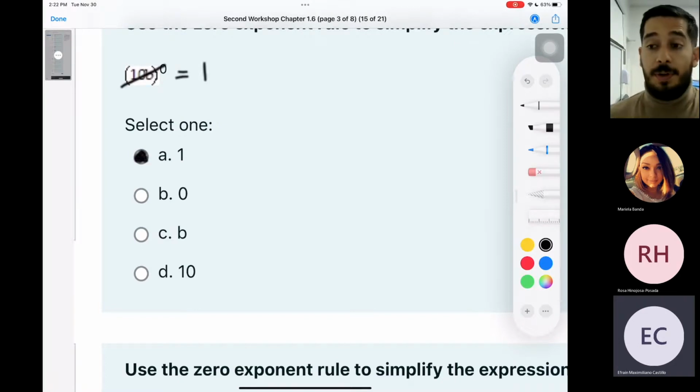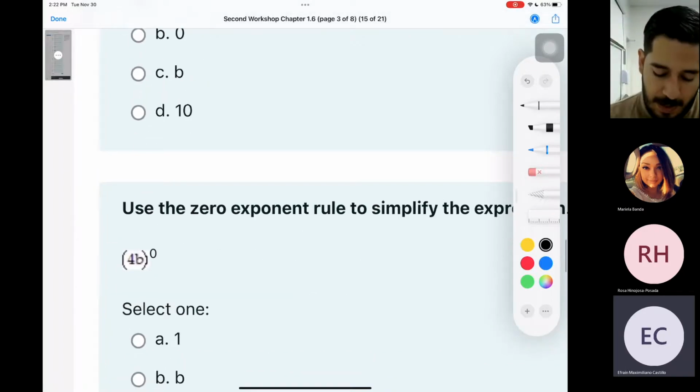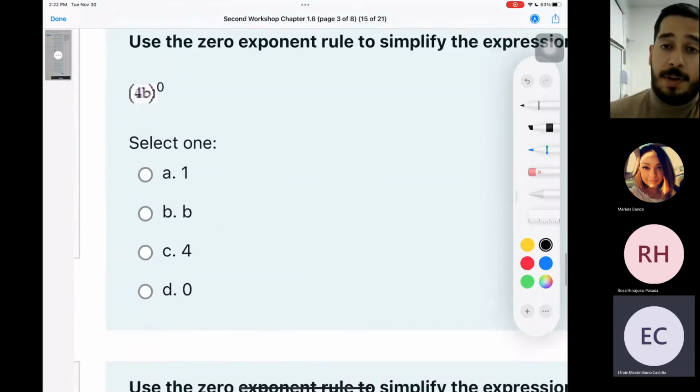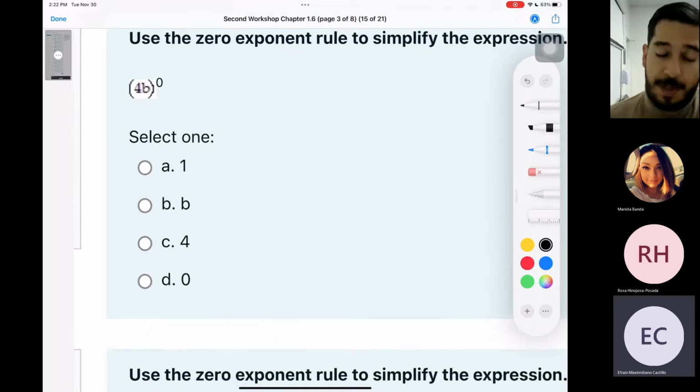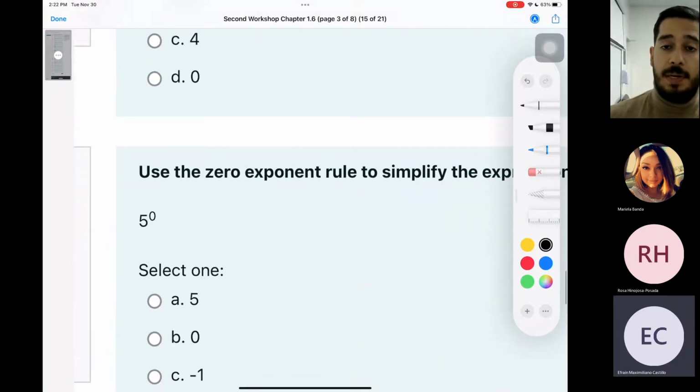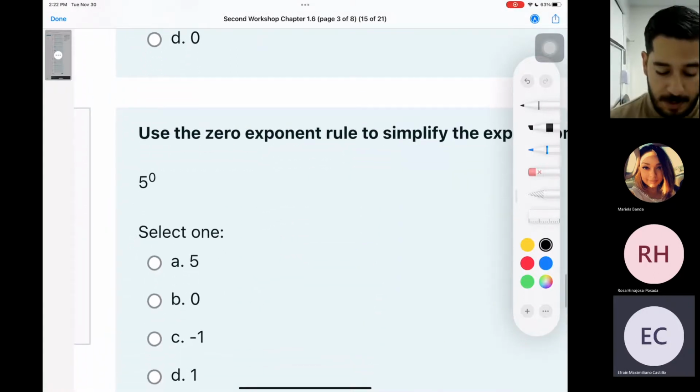It cancels out to 1, but only whatever's in front of it. In this case, since that's a parenthesis in front of it, everything inside the parenthesis just cancels out. The same thing is going to happen here. Everything is inside the parenthesis, and that parenthesis has an exponent of 0. Everything cancels out, and the result is 1. When you have an exponent of 0, the result is 1.